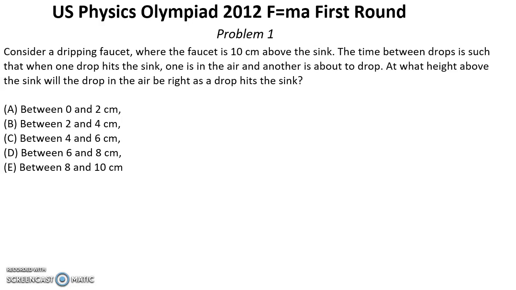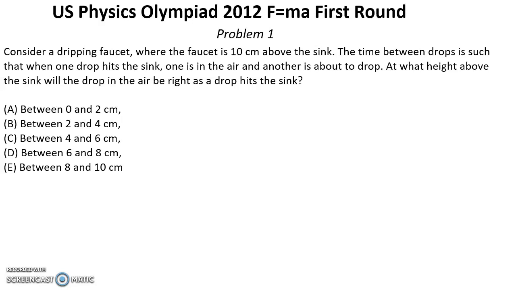Problem 1. Consider a dripping faucet where the faucet is 10 centimeters above the sink. The time between drops is such that when one drop hits the sink, one is in the air and another is about to drop. At what height above the sink will the drop in the air be right as the drop hits the sink? Solution.